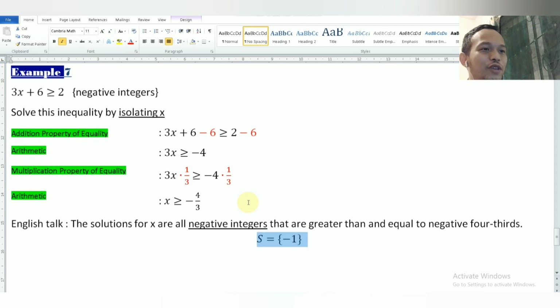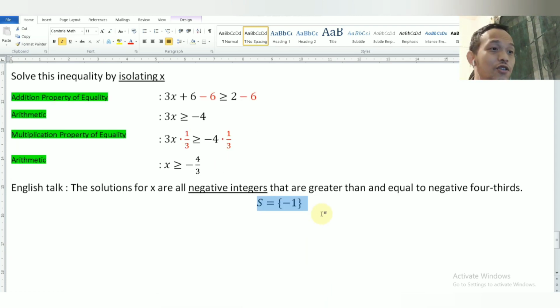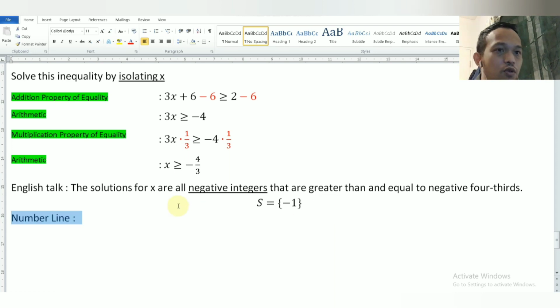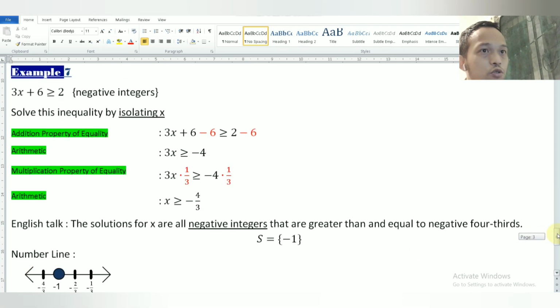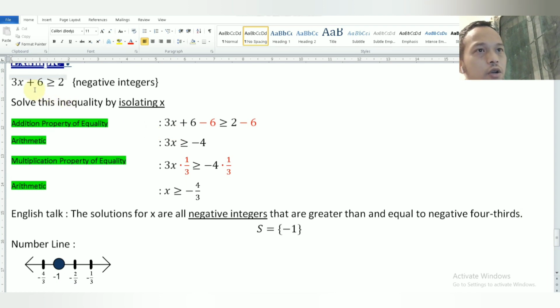So we have no 0, and negative 2 is not. Actually you can be satisfied with this, but if you have to present it on the number line, we can only use this one. So negative 1, put a closed circle. There, done. Again, do not be bothered by the inequality, since the number line only shows all possible solutions for your inequality.